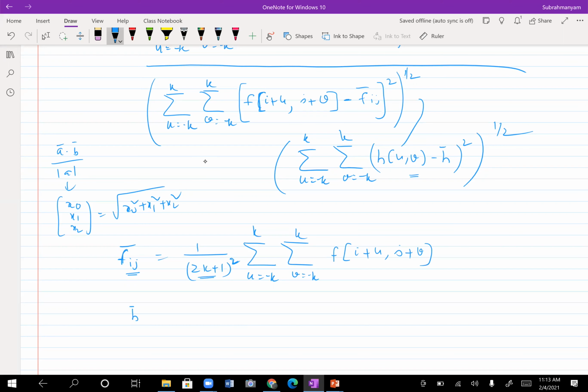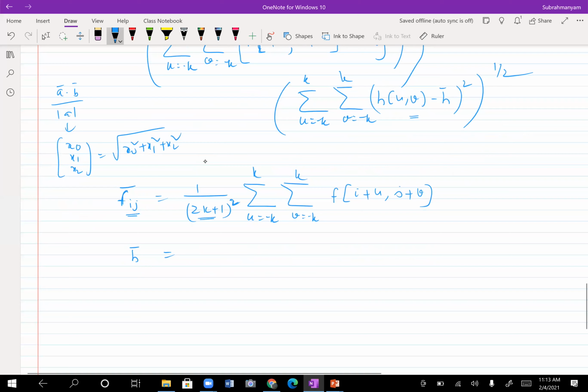Now you tell me the equation. One of you tell me the equation for h bar now. How do you compute h bar?